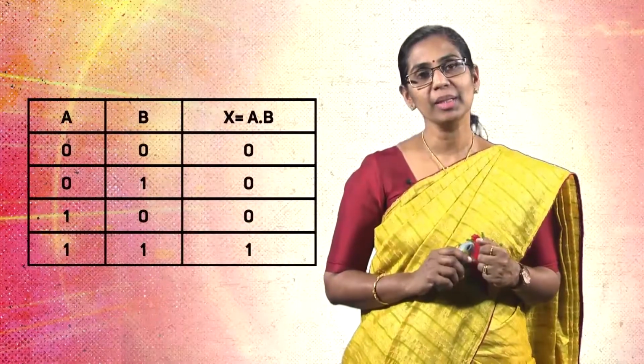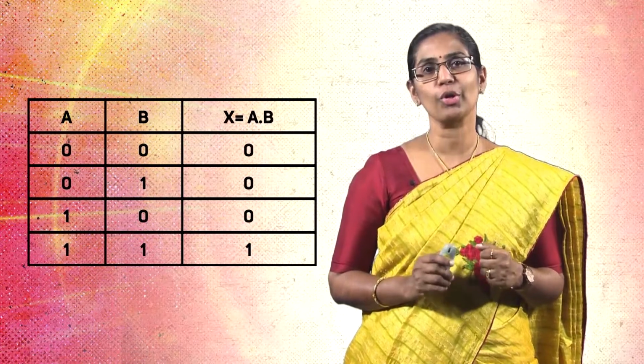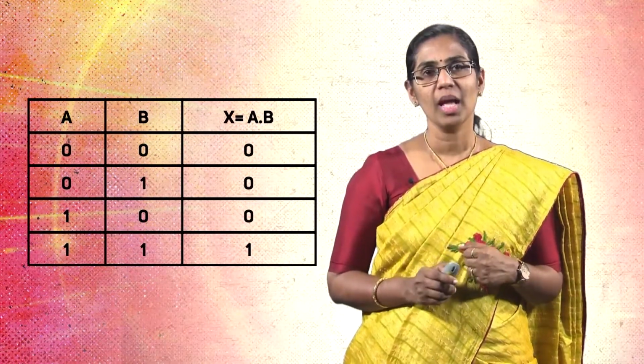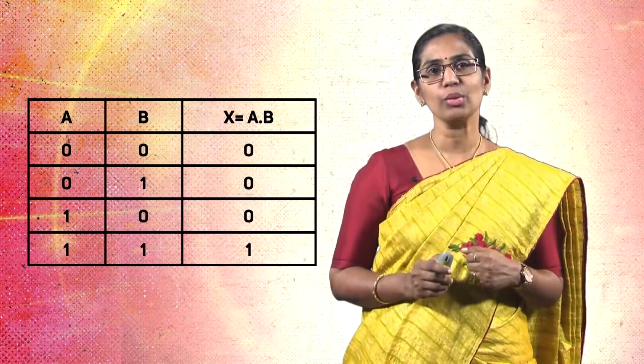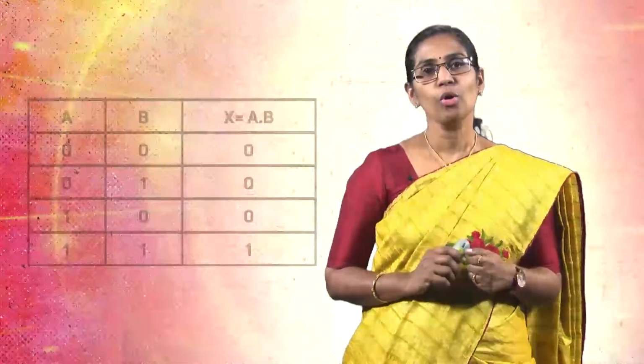See the truth table. The inputs A and B take the values 0 0, 0 1, 1 0 and 1 1, and the outputs are 0, 0, 0 and 1 for each input. So, for an AND gate having two inputs, the number of input combinations will be 4. For 3 inputs, the number of input combinations will be 2 cubed, equal to 8. For 4 inputs, the number of input combinations will be 2 raised to 4, that is equal to 16.